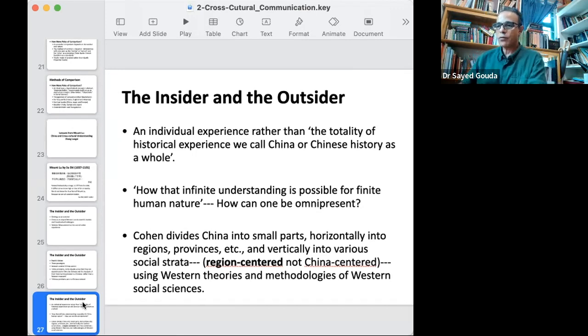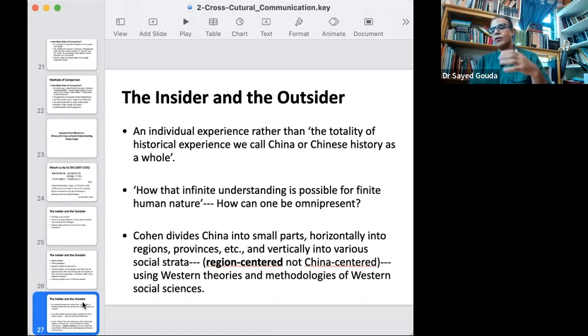And also he asks how that infinite understanding is possible for finite human nature. To understand history as a whole is something almost infinite, something very, very difficult. It's very difficult for one scholar who is finite to understand that infinite history. How can one be omnipresent, to be everywhere, to understand what has happened in history at the same time in different places?